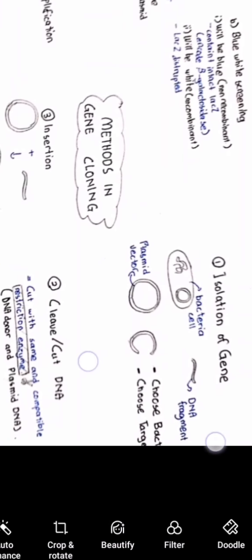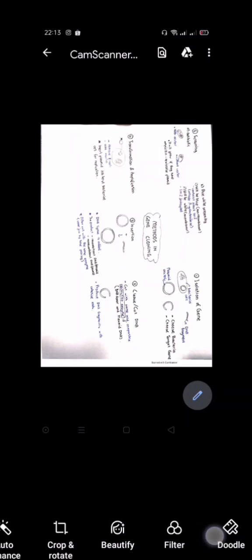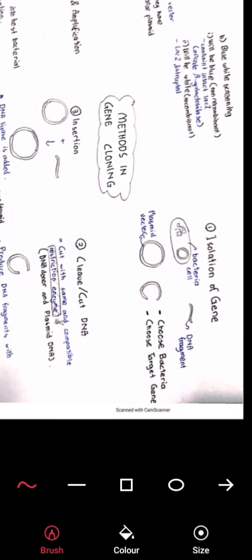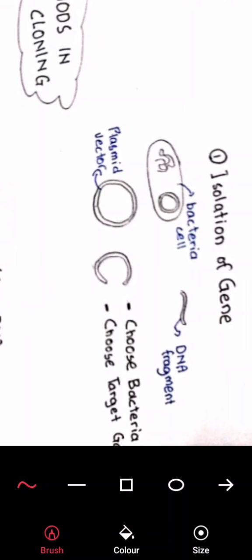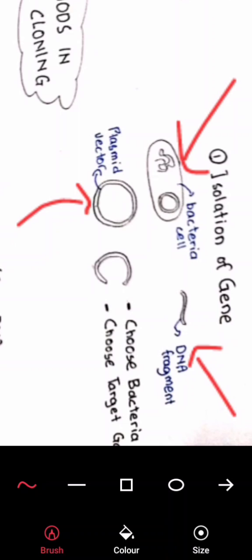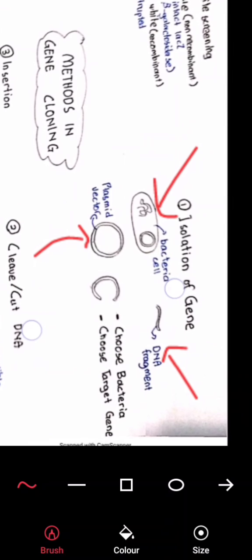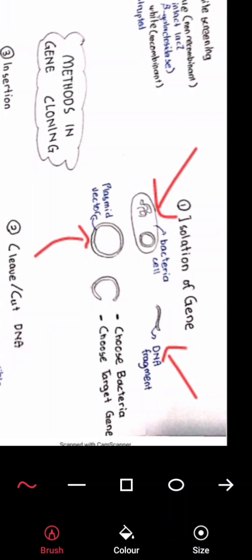The first one is isolation of gene. As you can see, there are 3 types. First, bacterial cell, plasmid vector, and DNA gene. At this step, we will choose the bacteria and choose the target gene. It is very easy.